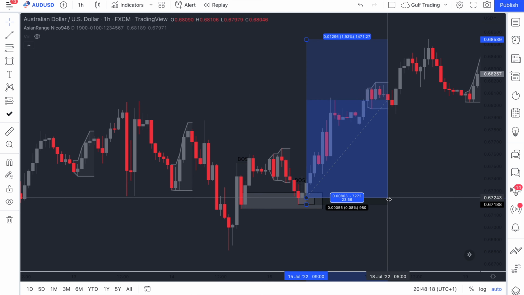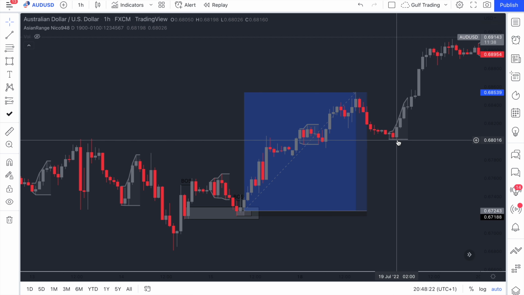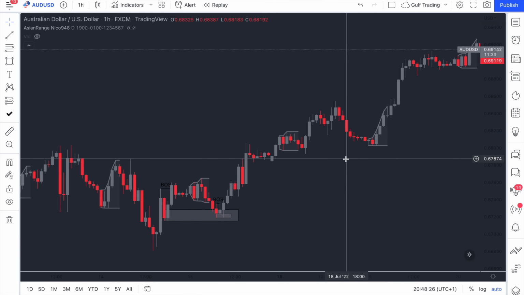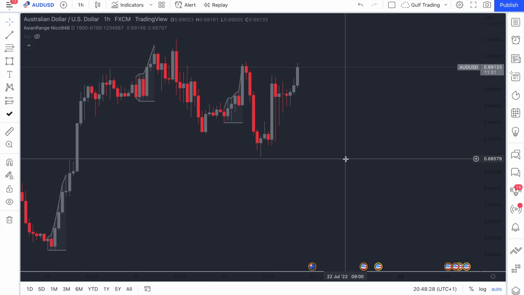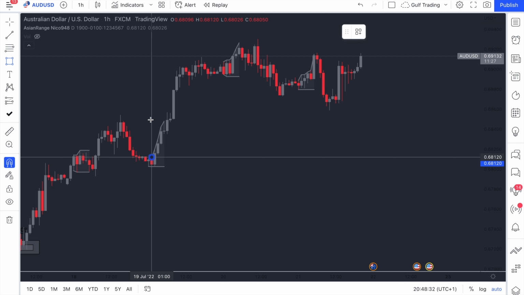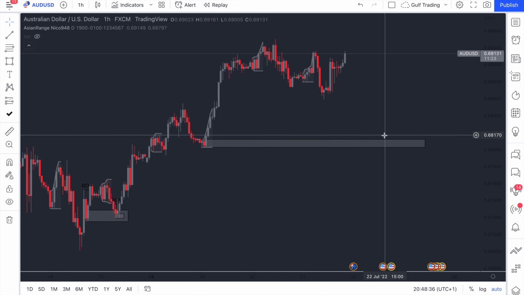Obviously, I didn't hold all of it till the end, but it did play out nicely. Tapped into it, had a reaction, and then carried on upwards. But yeah, that's how it works. And I'll just give you a quick POI that I'm looking at the moment on AUD USD. If you want to also add this to your watch list, just hit. I'll see how price reacts off there.